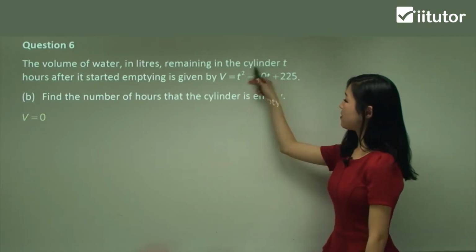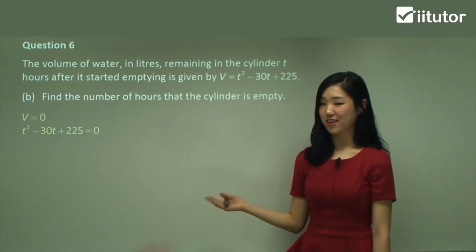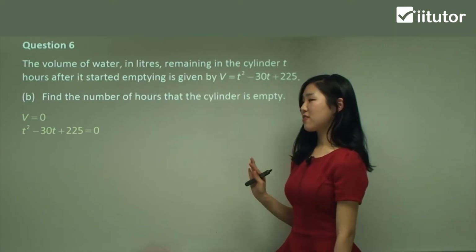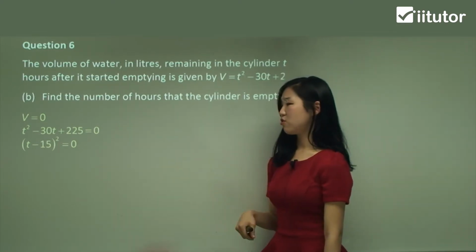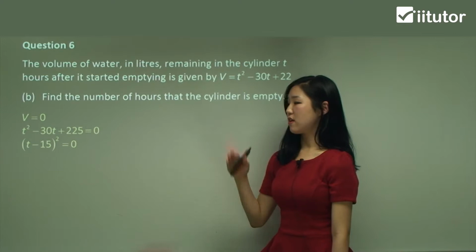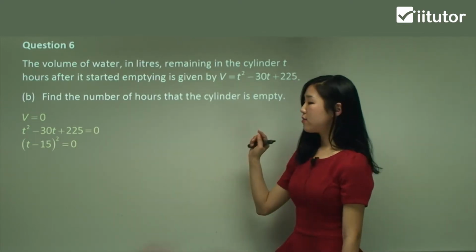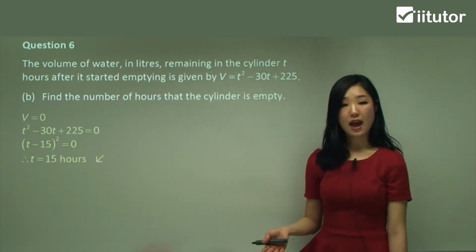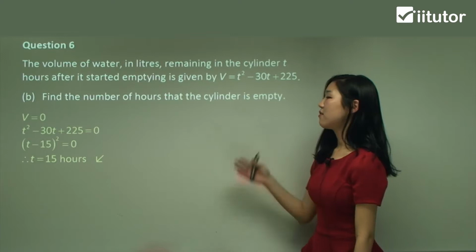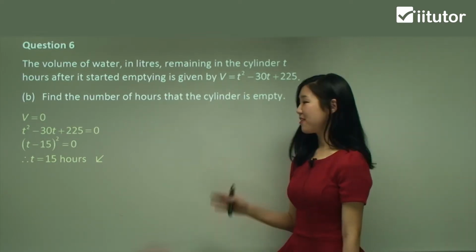So simply let this whole thing be equal to 0, and now it's your usual quadratic equation. You should all know that this is a perfect square, so you can factorize it, because 225 is 15 squared, and negative 15 minus 15 is negative 30. So you factorize it like that, and therefore t is just 15. So 15 hours is how long it takes for the cylinder to be completely empty. That was part B.